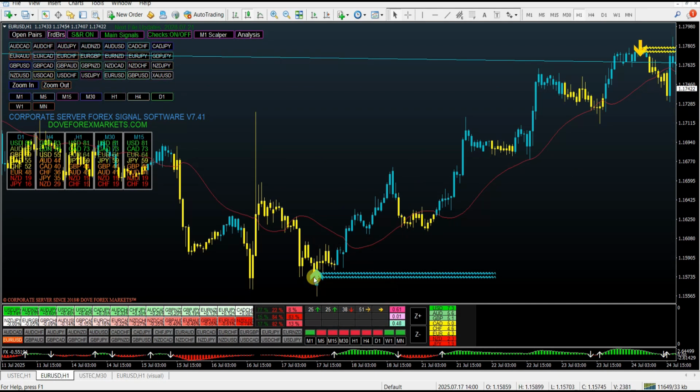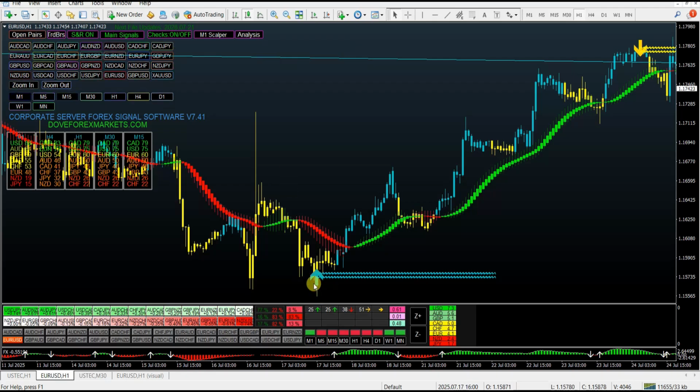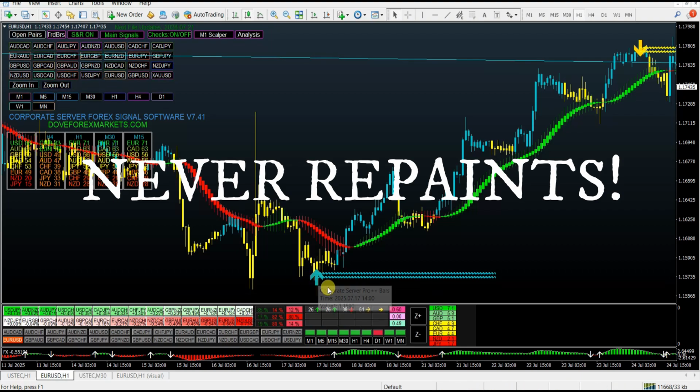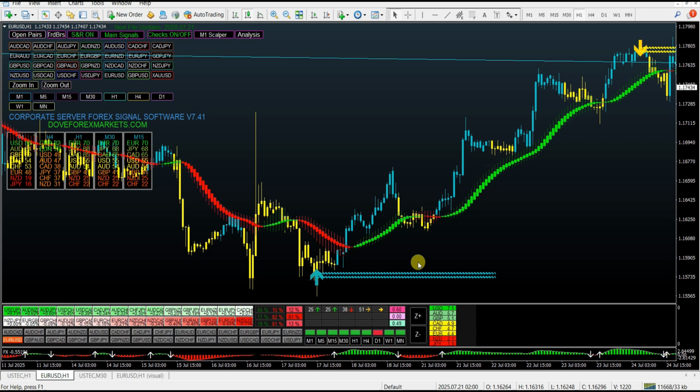You see this arrow here. This arrow repaints, I have to admit that. This arrow repaints, but only to a person who does not know how it functions. To me, it does not repaint. It only disappears if the strategy is not met. The old strategy that we started using this Corporate Saver Forex signal software with.